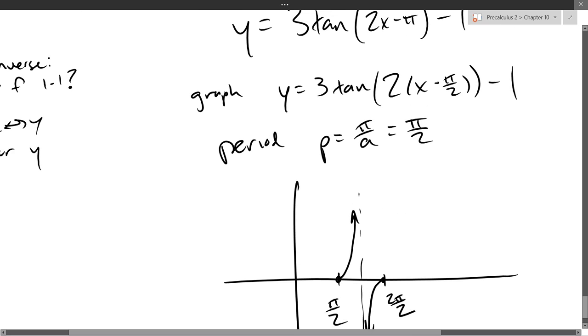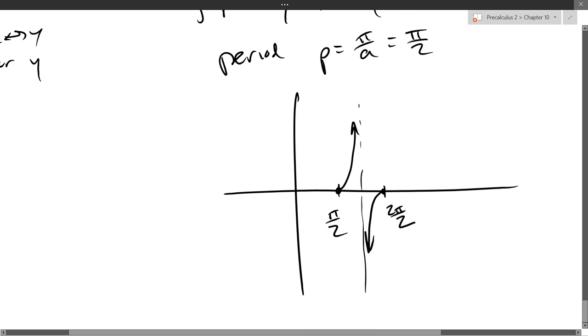Oh, I didn't do the one last thing. Two last things. I have to stretch by 3 and then shift it down 1. So I'm going to skip those steps right there. So let's forget that. We'll forget the minus 1 and forget that 3 right there. So we're just going to graph that part. So I'm going to graph another period here. We have another vertical asymptote. So we had x equals pi. X equals 0. Uh-oh, that's not a vertical asymptote.